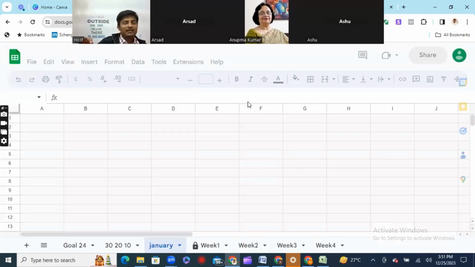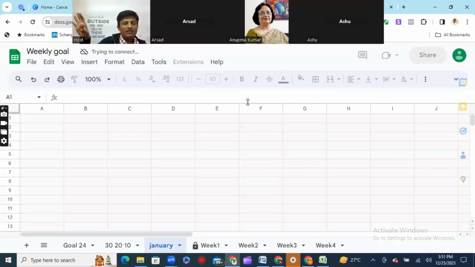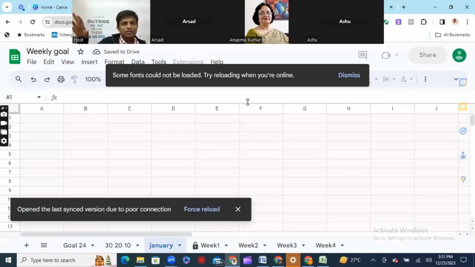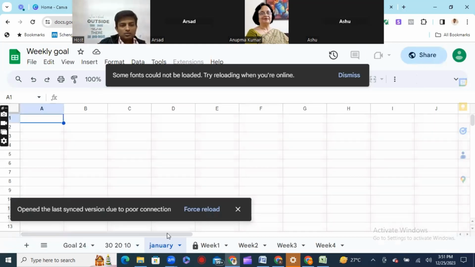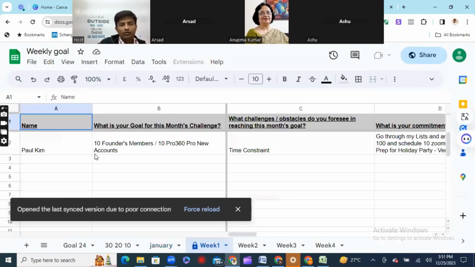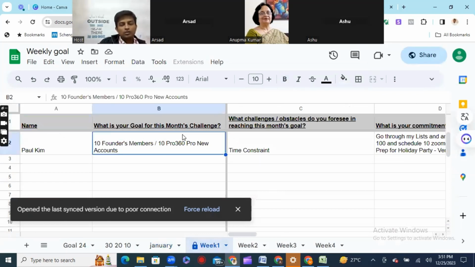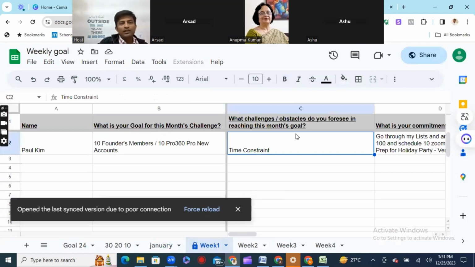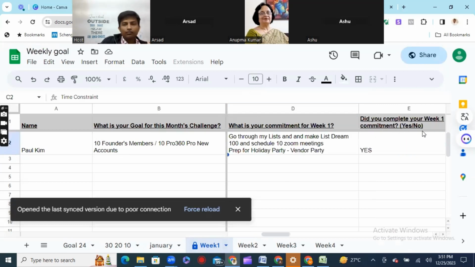Once your monthly goal is clear, that I want this much revenue target, and I have to do this much prospecting, then this many appointments, then this much closing, then you paste your goal here for January. Then you divide it into 4. Week 1, what you need to do? Okay, for example, what is your month goal? Now, what are the obstacles that you will face? You have to constantly know the obstacles, and what is your commitment for week 1? What you need to do?